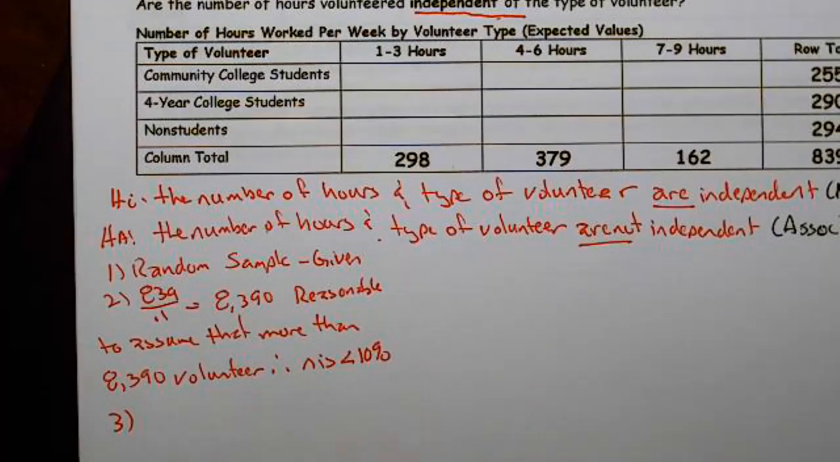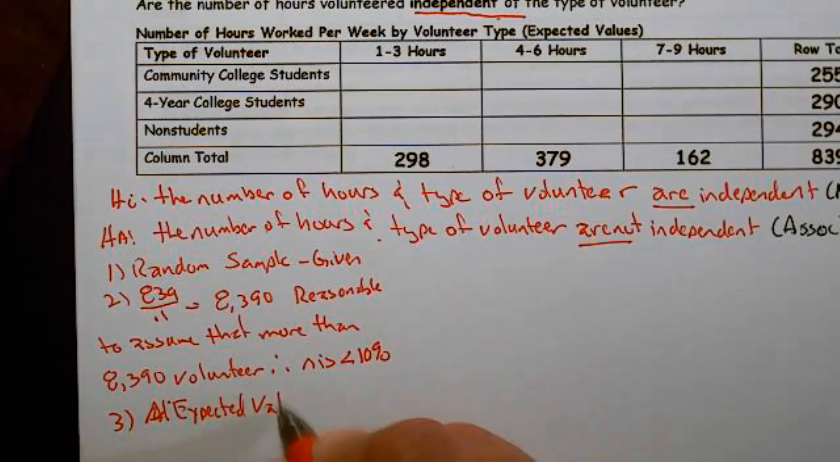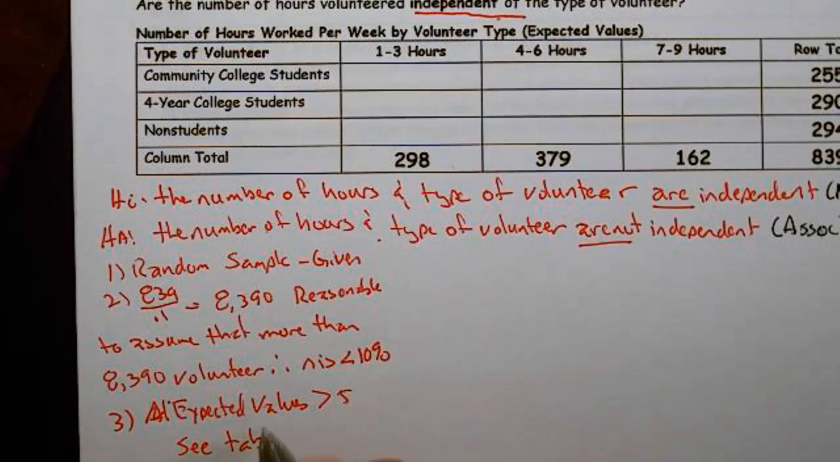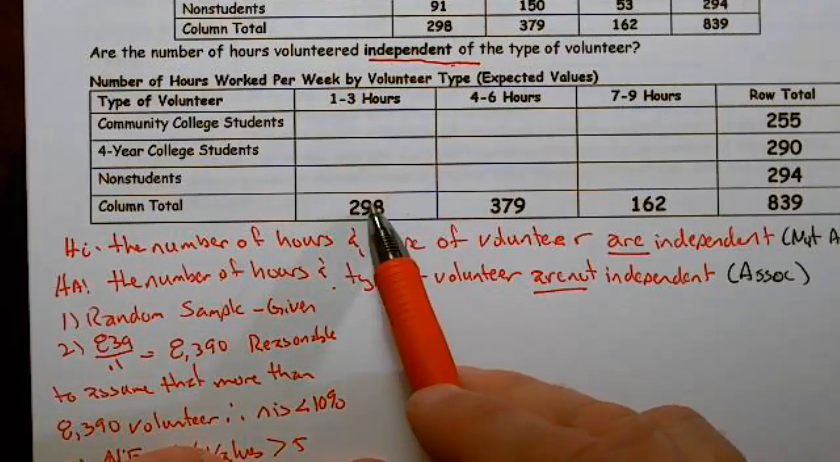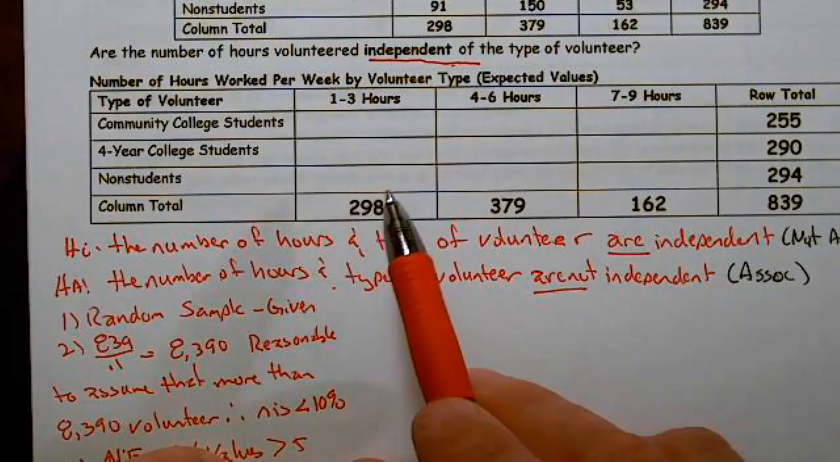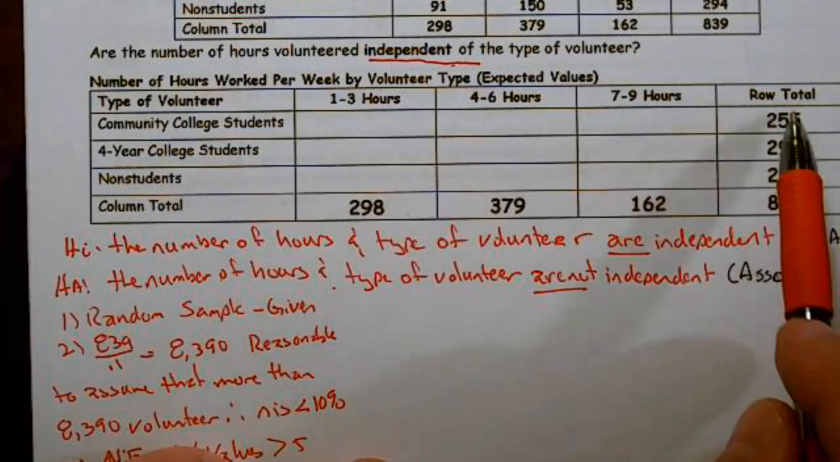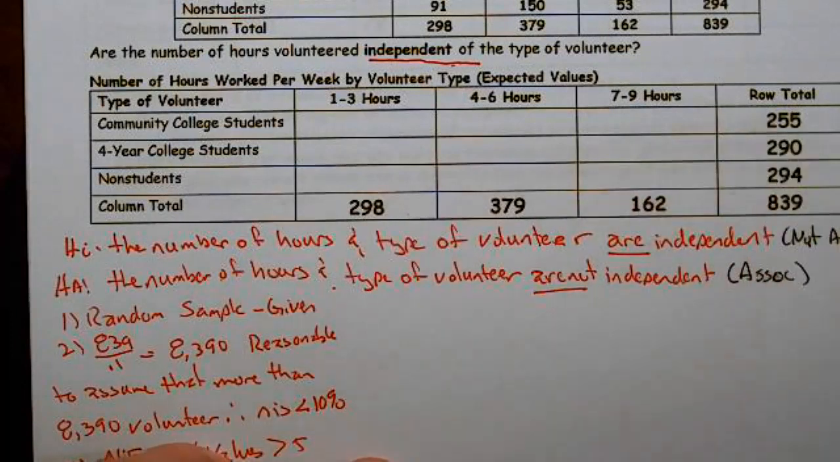Number 3. Expected values must be greater than 5. See table. It's like, wait a second, we haven't done that yet, so we need to do it. We need to calculate all of these. So it's essentially this times this divided by that. And I'll do that once, all right?